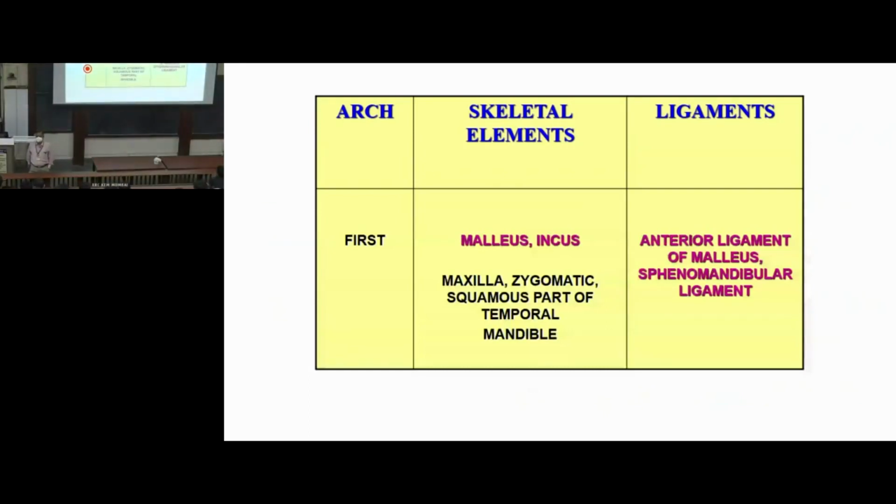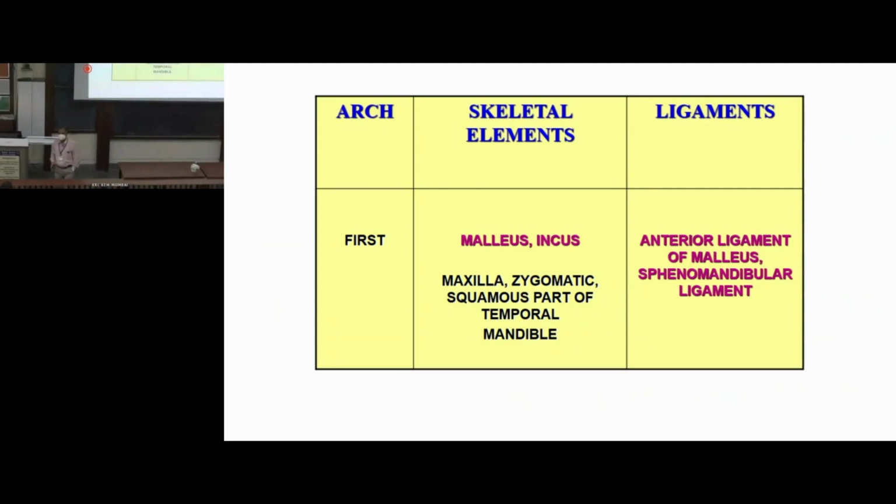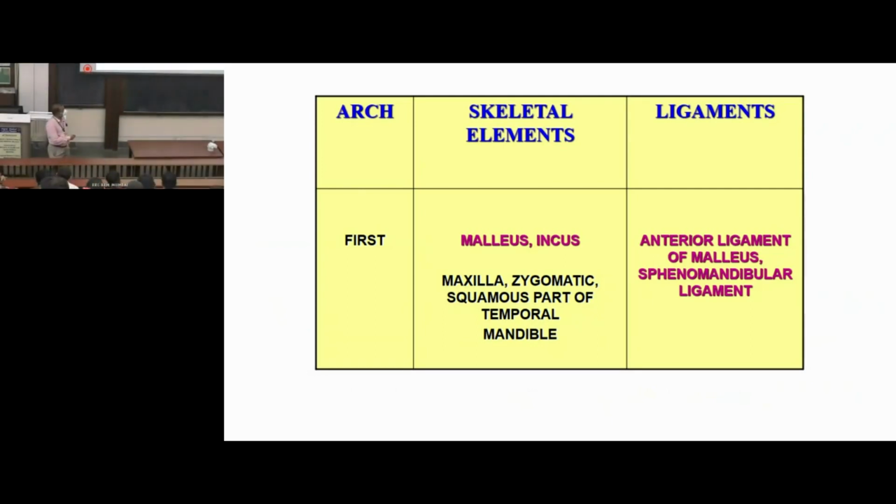Coming to the first arch. Skeletal elements are these two bones which are middle ear ossicles, malleus and incus. Maxilla, zygomatic, squamous part of temporal bone and mandible. These are other bones. Ligaments are anterior ligament of malleus, sphenomandibular ligament. You are familiar with these terms, but you have not learned details of these as yet.